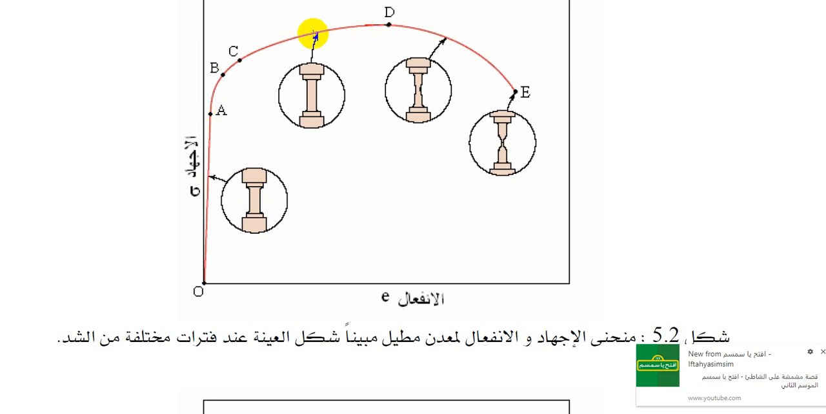Here, after the upper yield point, in the post yield point region, meaning the post yield point phase, as you can see, the material specimen will begin to undergo an elongation here.